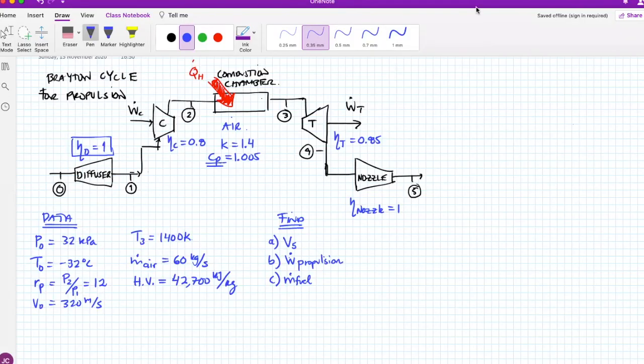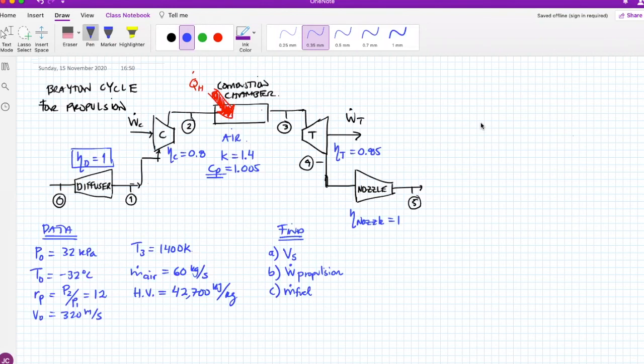Okay, guys, so welcome back. We're gonna do this Brayton cycle, but it has some differences from the typical Brayton cycle that we have seen. A typical Brayton cycle is for the production of electricity, to produce mechanical power out of the turbine. Its basic components are a compressor, a combustion chamber, and a turbine, a gas turbine.